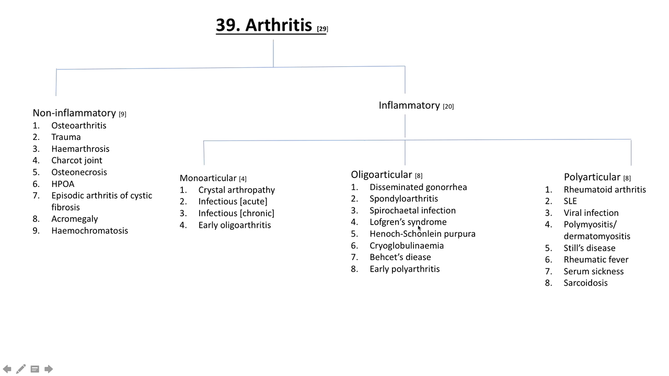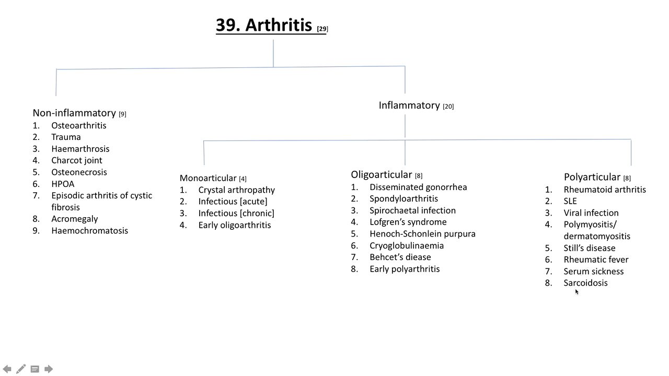Spirochetal infection, Löfgren syndrome, which is indicative of sarcoidosis, Henoch-Schönlein purpura, cryoglobulinemia, which is associated with hepatitis C. We'll be talking about cryoglobulinemia in our next algorithm on the vasculitides, all right? Behçet's disease, right? Watch out for the oral and genital ulcers there. Early polyarthritis, right? So oligoarticular can be the first manifestation of early polyarthritis. We're looking at polyarticular etiologies. Here we're looking at more familiar terms: rheumatoid arthritis, systemic lupus erythematosus, viral infections, poly versus dermatomyositis, Still's disease, rheumatic fever, serum sickness, sarcoidosis.